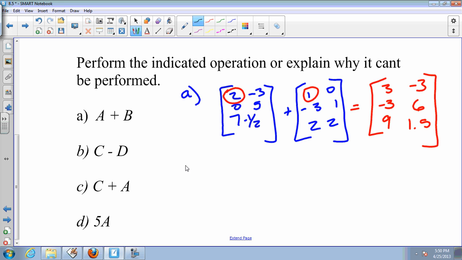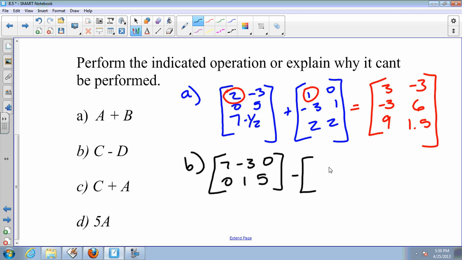C minus D for part B. So we have matrix C minus matrix D. And now we just have to subtract the corresponding numbers.